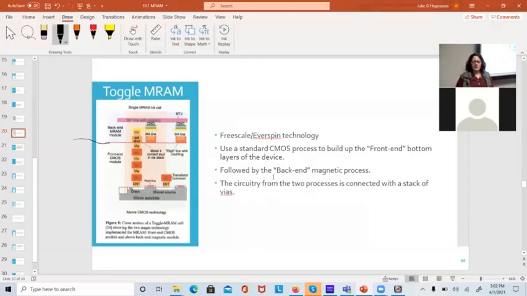A little bit more expensive to process, adds to the cost of the MRAM, and one of the reasons why, another reason why, other than cost, that it's not used everywhere. The circuitry is connected with a big stack of vias. So we've established that.